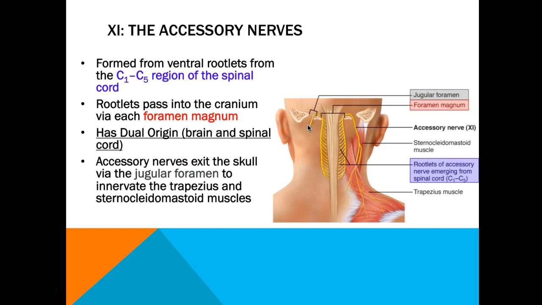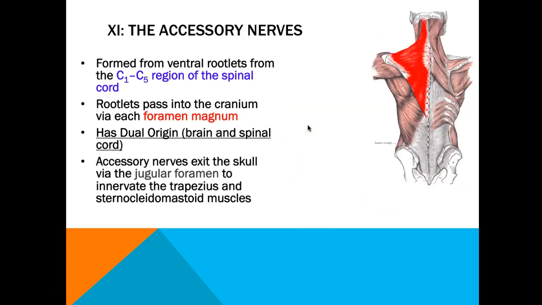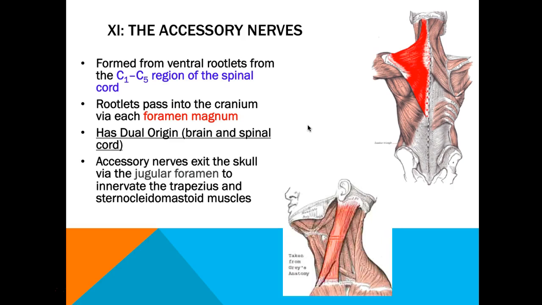So we say it has dual origin, both the brain and spinal cord. Its job is to exit and continue down to the trapezius muscle and the sternocleidomastoid muscle. So just as a reminder, here is your trapezius muscle and here is your sternocleidomastoid.